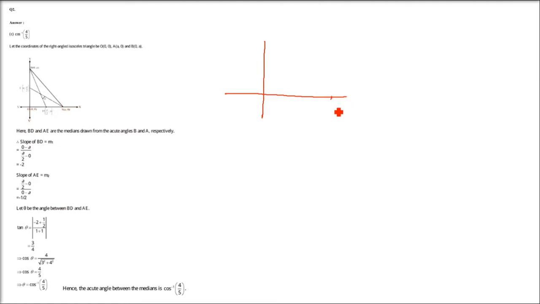So, an isosceles triangle, two sides equal. One side I am taking here on the x-axis, (a, 0), and the other I am taking here, which is (0, a). So let us join it. Let us join it now. So this is (0, 0), the origin.